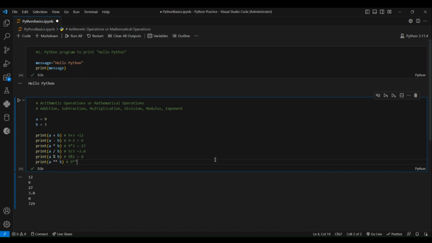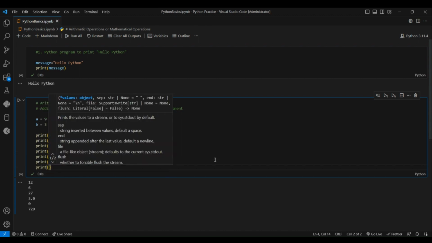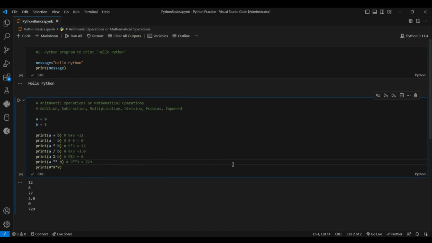Double asterisk returns 9 raised to the power of 3. See here, 9 into 9 into 9 equals 729.